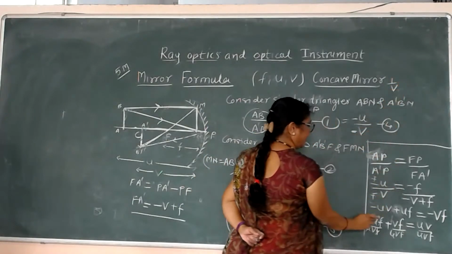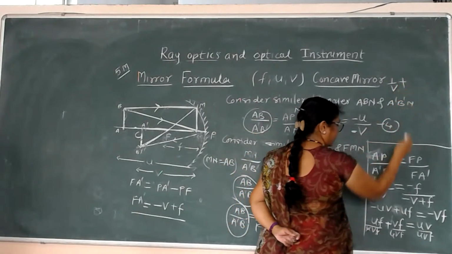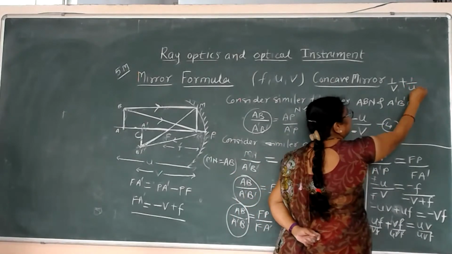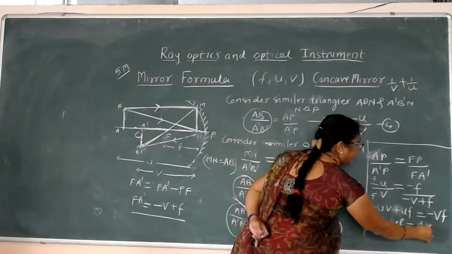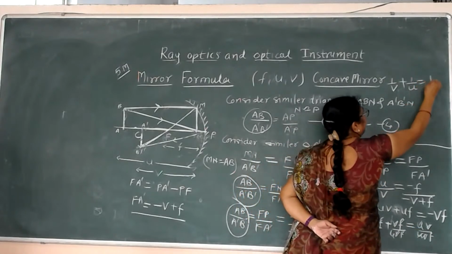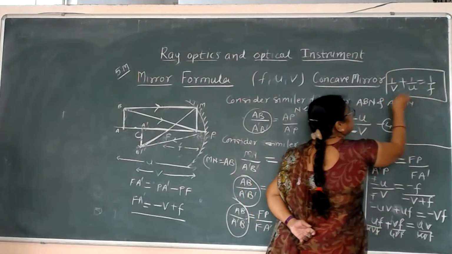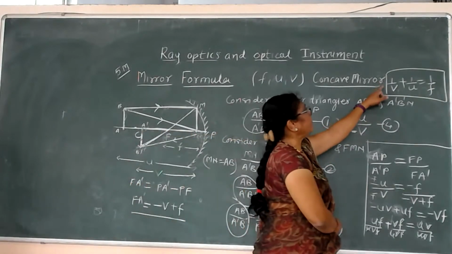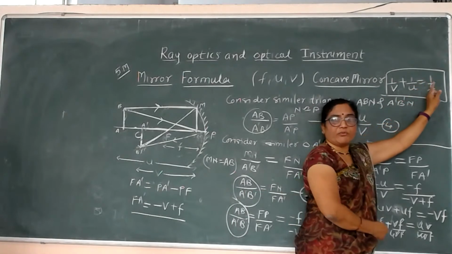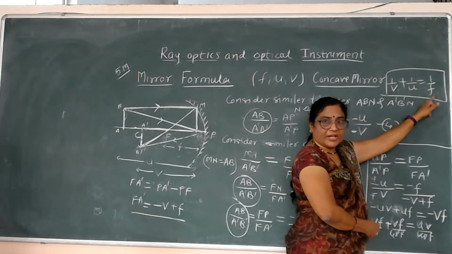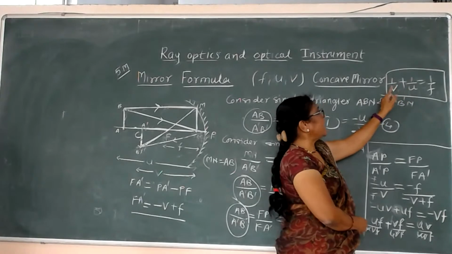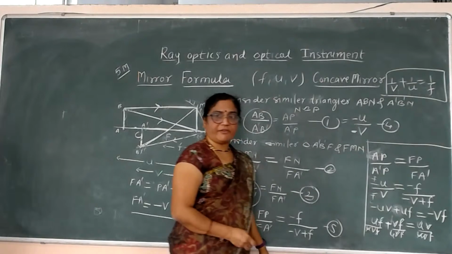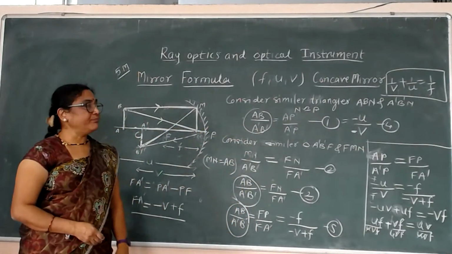The remaining value is 1 by V plus, VF gets cancelled, and the remaining value is 1 by U. UV gets cancelled, and we get 1 divided by F. So this equation is known as the mirror formula. That mirror formula is 1 by V plus 1 by U is equal to 1 by F. So F means focal length, U means object distance, and V means the image distance. So this relation is known as the mirror equation, or this formula is known as the mirror formula.